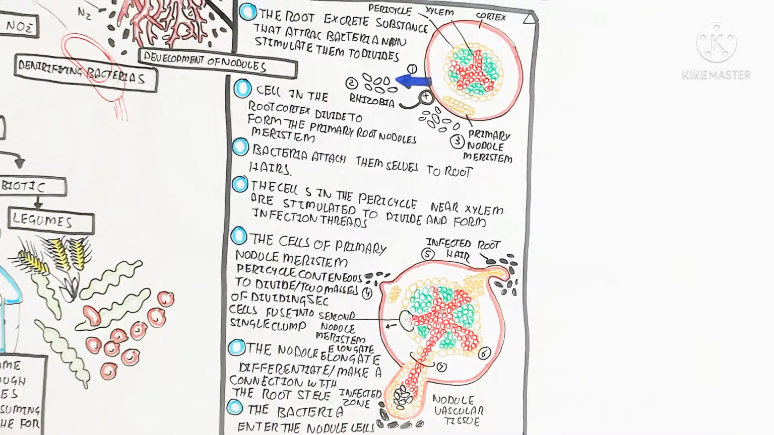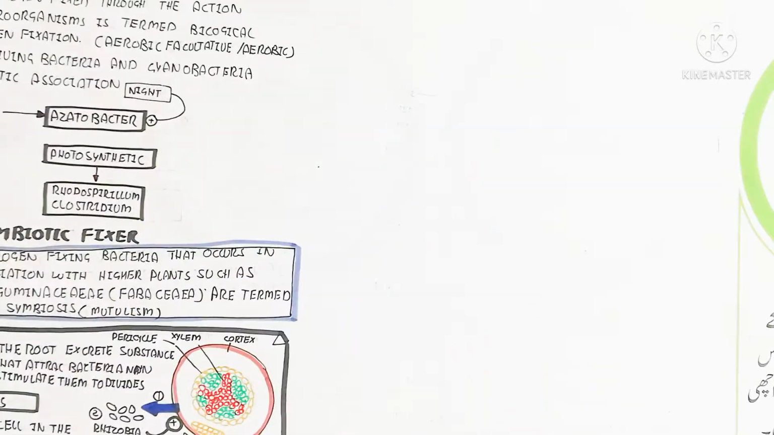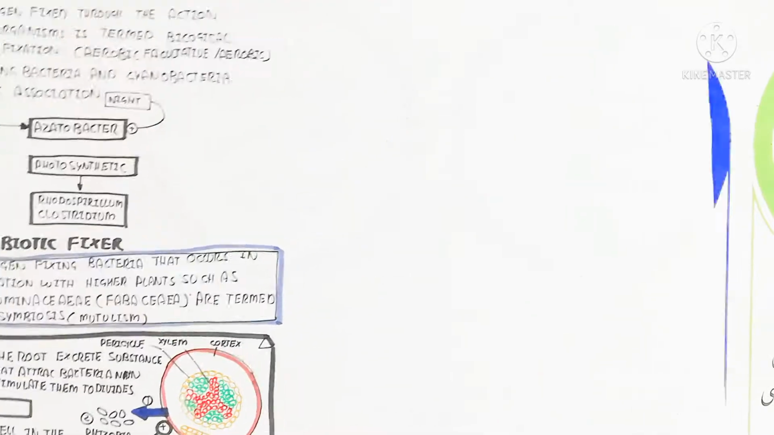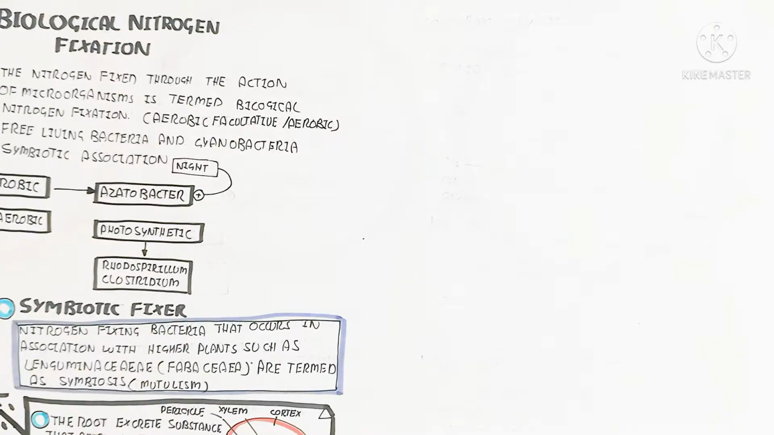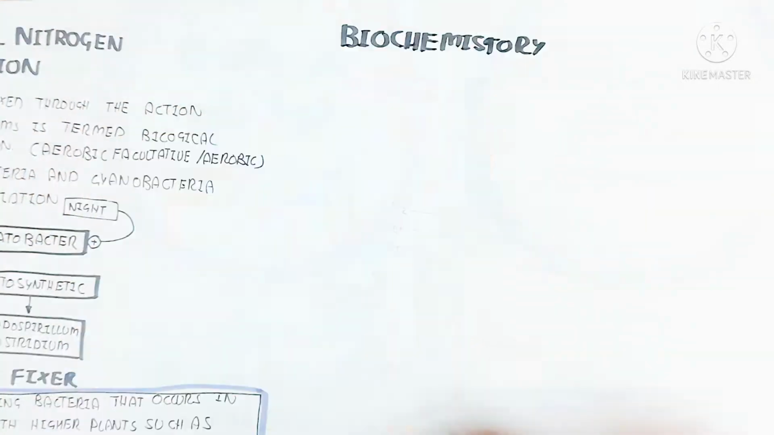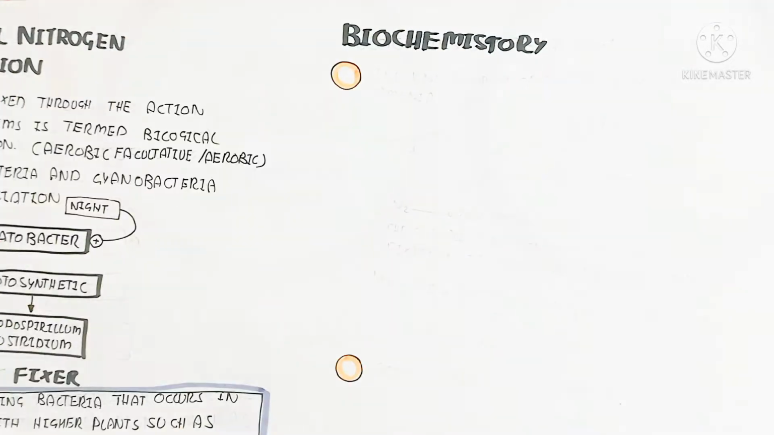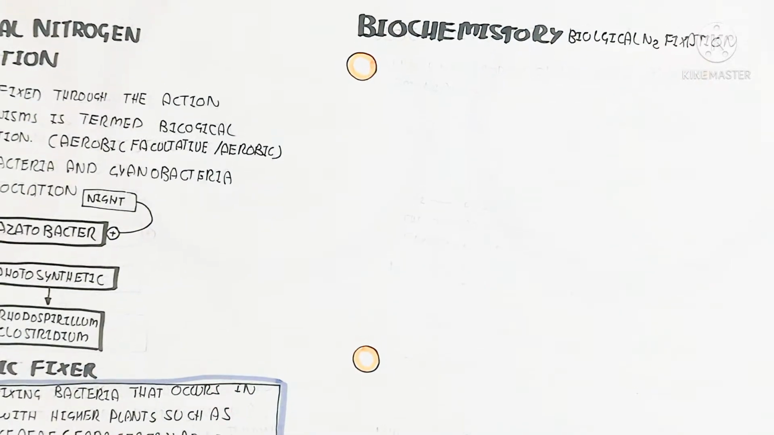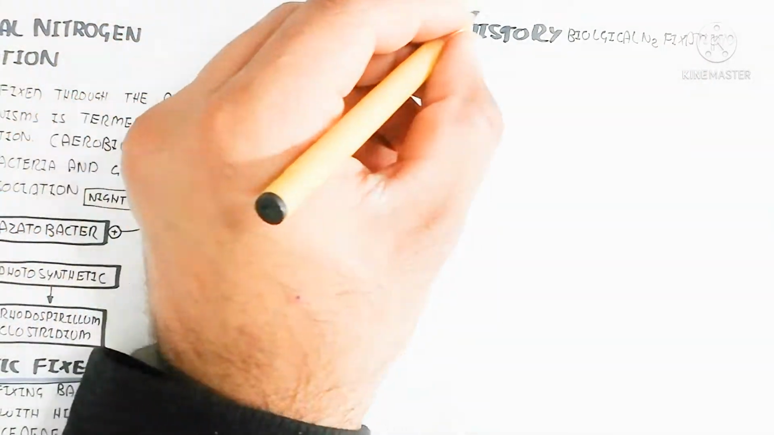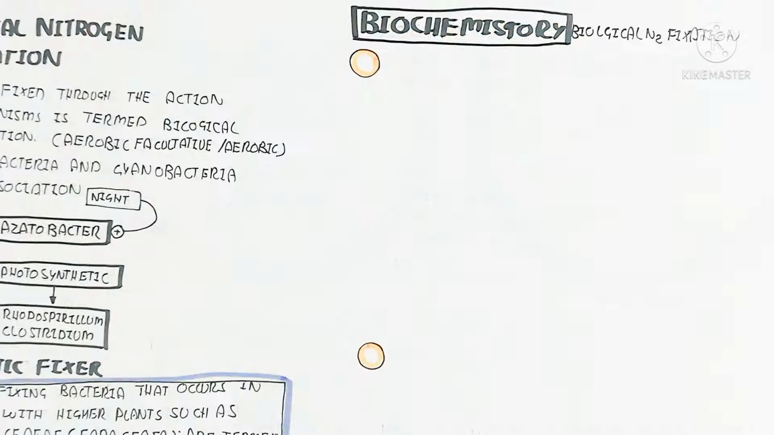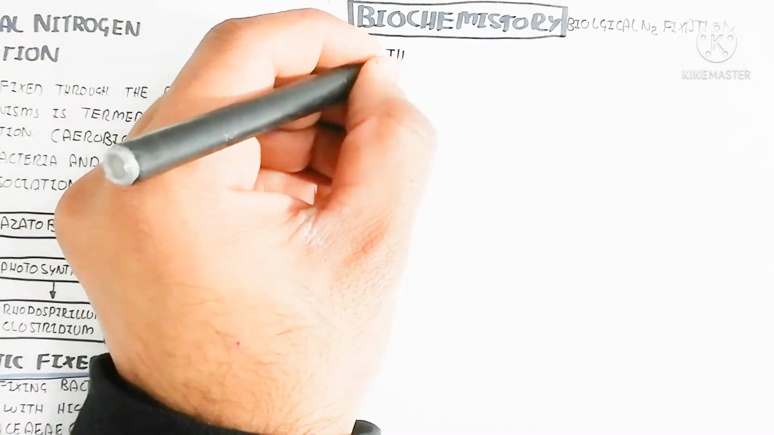So the nodule elongates, differentiates, and makes a connection with the root, still infected. The infected zone is present here, you can see the infected zone. So the bacteria enter the nodule cell. So let's begin to understand the biochemistry of biological nitrogen fixation.